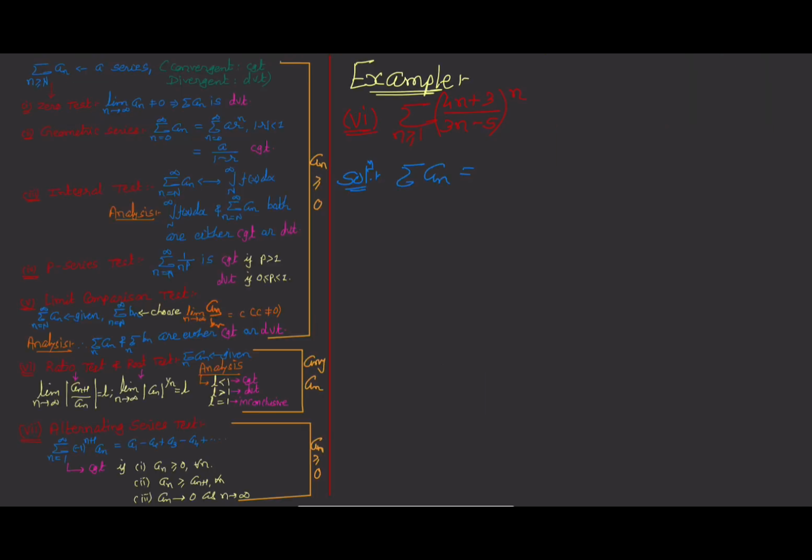Now see, in this example, if I compare the given series with summation a_n for ((4n+3)/(3n-5))^n, then my a_n is ((4n+3)/(3n-5))^n. Now here you have to think why zero test, geometric series test, integral test, limit comparison test don't help us. Even more, if you try with ratio test, then you may observe that this limit will be more difficult to evaluate. So if I try with root test, then in root test what do I need to evaluate? I need to evaluate nth root of a_n at infinity.